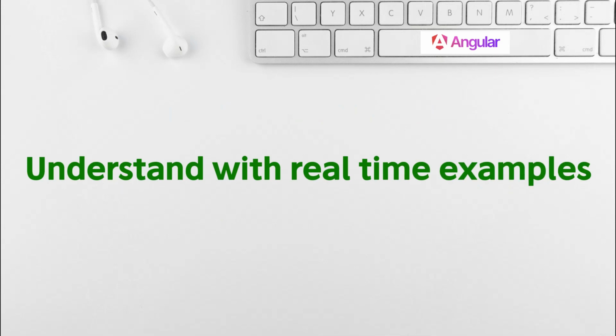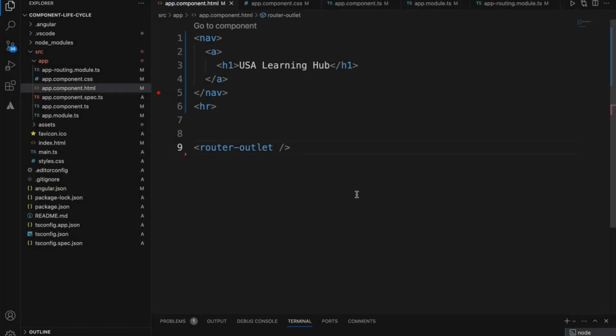So now let's understand each and every lifecycle method in detail with a real-time example to get good clarity on all these lifecycle methods and when to use them appropriately. So now let's write the real-time code to understand the constructor and ngOnInit together. Let me start by adding some code changes so it will be easy to understand.